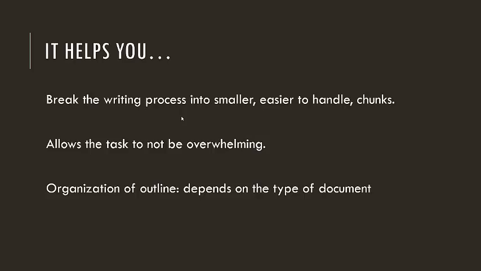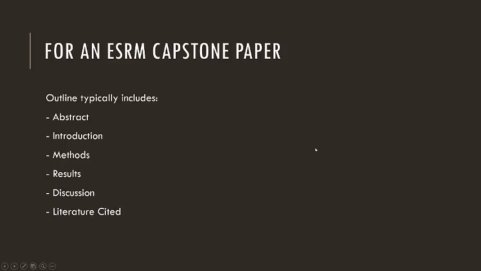The organization of your outline also depends on the type of document that you're writing. For example, for an ESRM capstone paper, the outline is pretty much the exact same as scientific literature. You have your abstract, intro, methods, results, discussion, and then of course literature cited. And what goes in these sections is what changes based on your specific research.